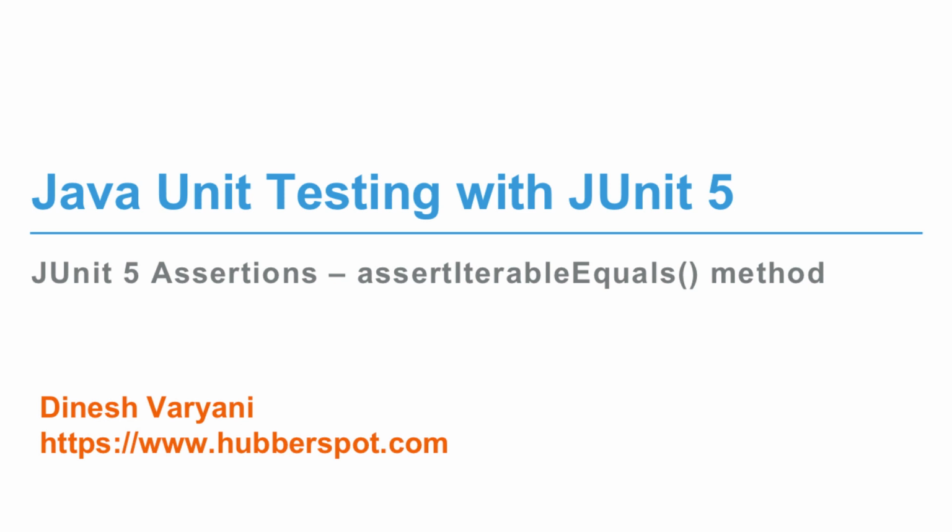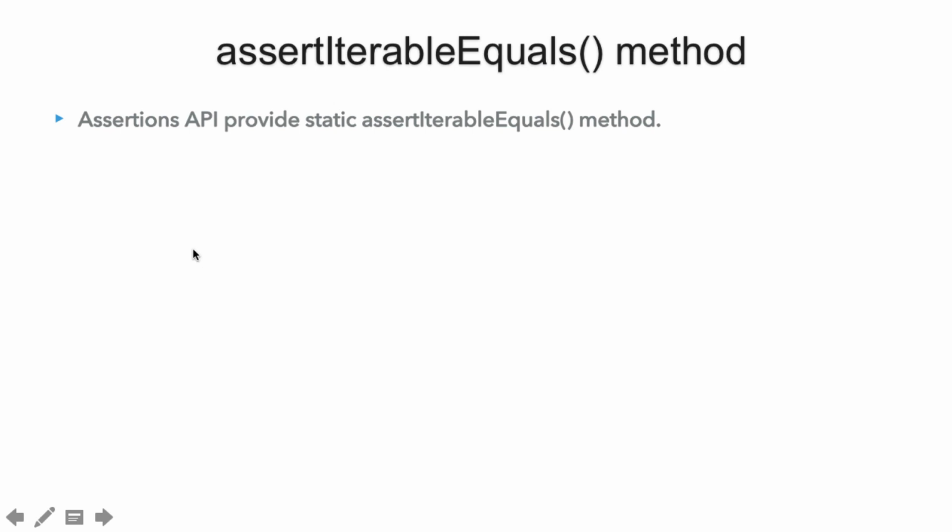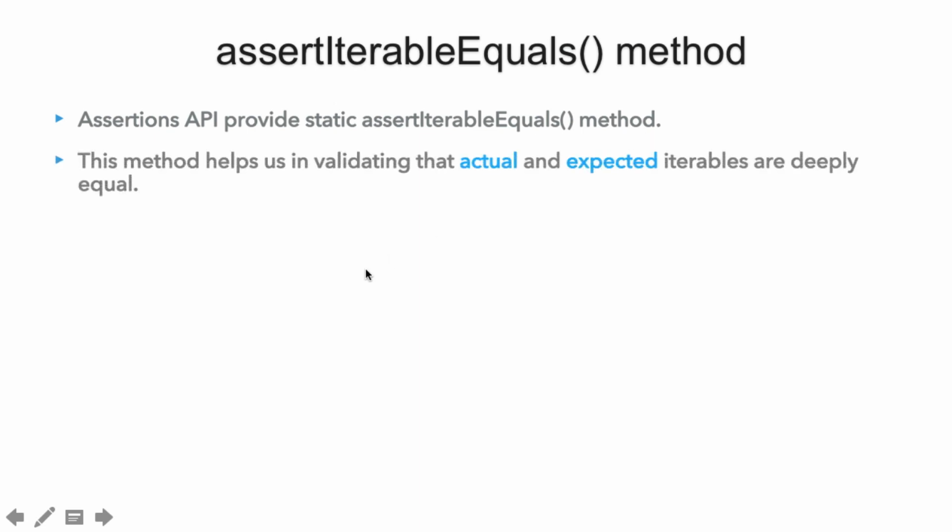Hi everyone. Now let's continue to discuss JUnit 5 assertions, and in this lecture we will discuss the assertIterableEquals method. Here the Assertions API provides a static assertIterableEquals method. This method helps us validate that the actual and expected iterables are deeply equal.